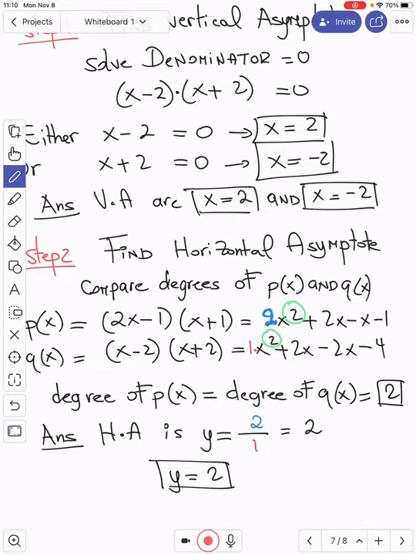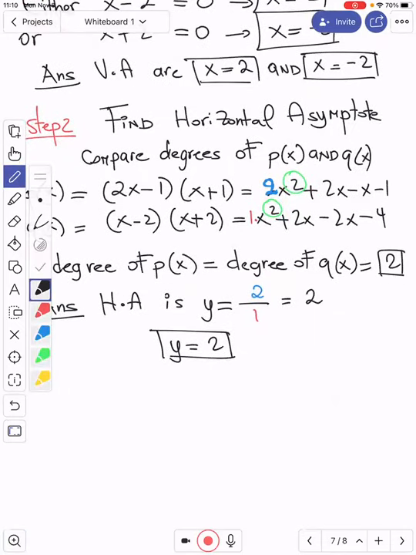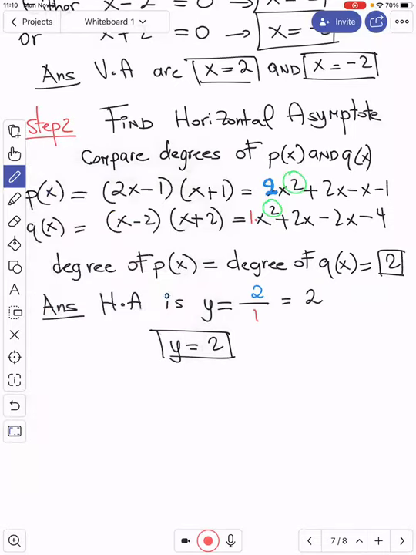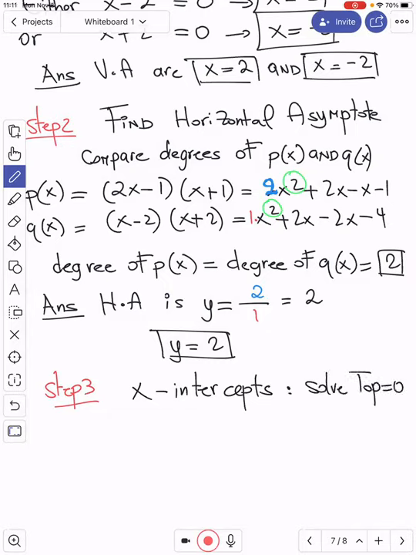Again, leading coefficient of P over leading coefficient of Q. Okay, so we got the vertical and horizontal asymptotes. Now the x-intercept. So, step 3, the x-intercept. As I said, for the x-intercept, all you have to do is solve the top equal to 0. Vertical asymptote, that'll be the bottom equal to 0. X-intercept, it's the top equal to 0.